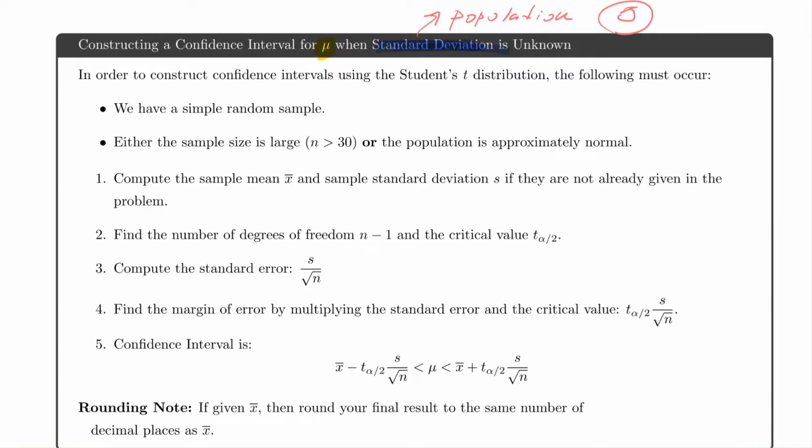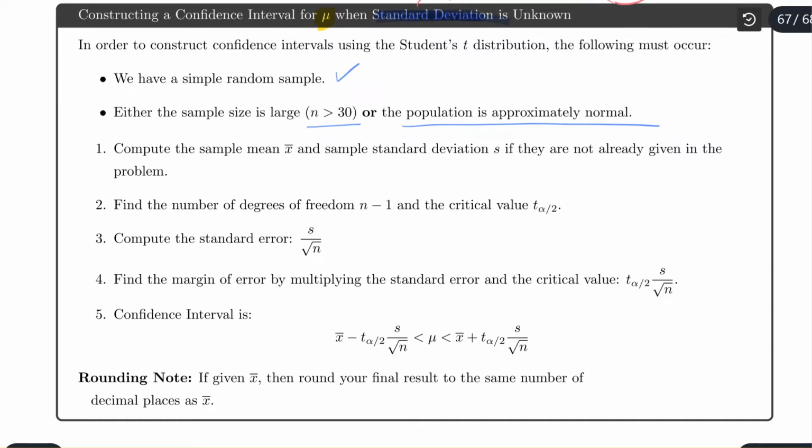The following must occur. We have a simple random sample. Either the sample size is large or the population is approximately normal. And compute the sample mean and sample standard deviation, S, if they're not already given in the problem. And then find the degrees of freedom and the critical value using the t-table. Of course, the t-table is provided. It's not something you need to memorize. And find the standard error and find the margin of error.